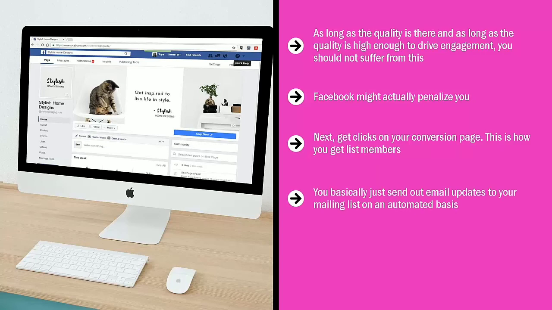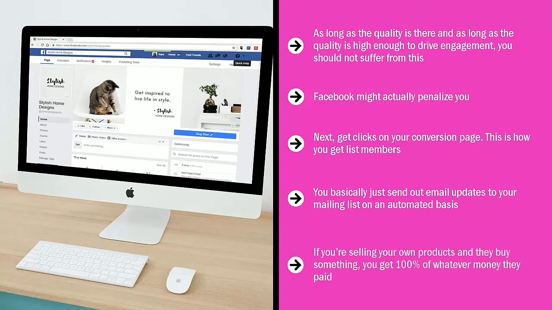You basically just send out email updates to your mailing list on an automated basis. That's how you drive traffic to posts with ads, or you get traffic to actual sales pages, and when people buy something from these sales pages, you get a commission. If you're selling your own products and they buy something, you get 100% of whatever money they paid. Map out your overall Facebook viral strategy using the sequence I described above.